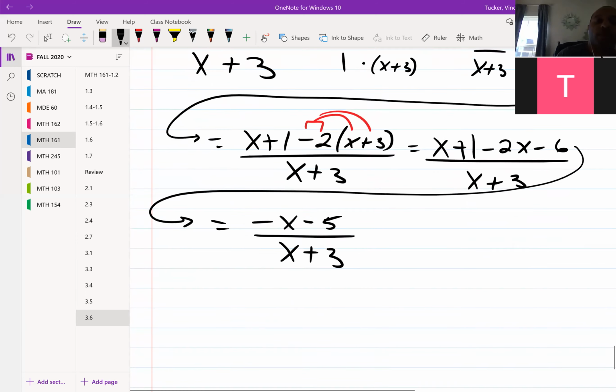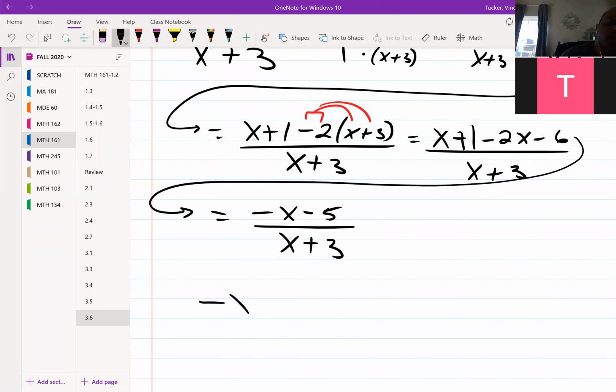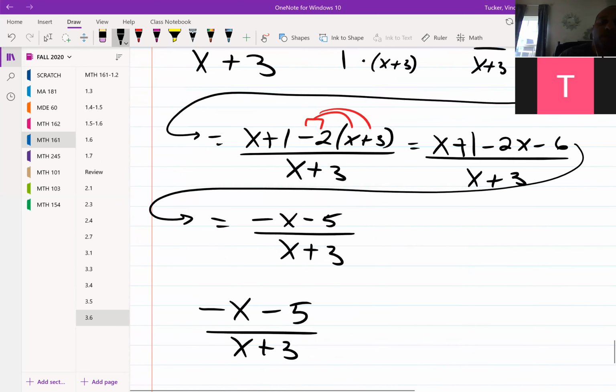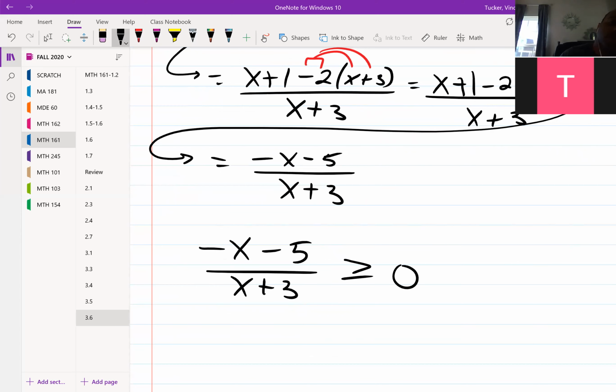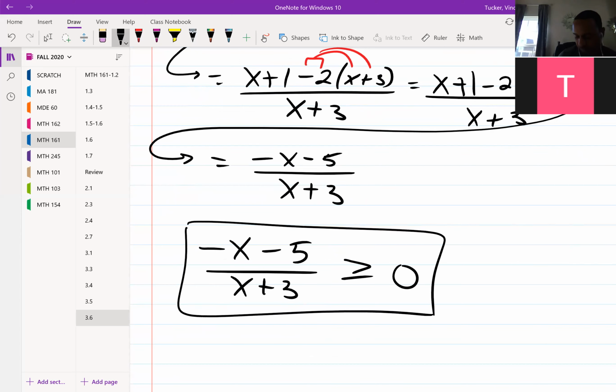All right, so our new setup will be negative x minus 5 over x plus 3, and we are greater than or equal to 0. All right. Questions before we start to analyze what we have?